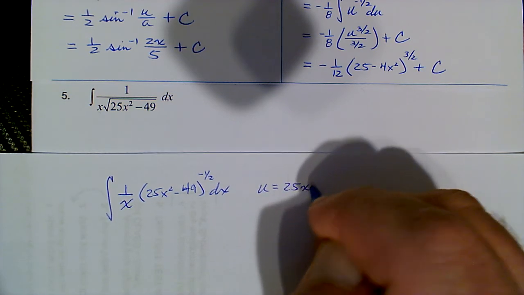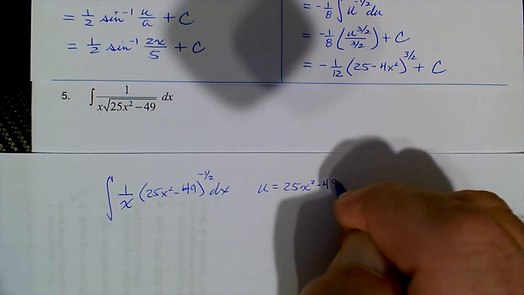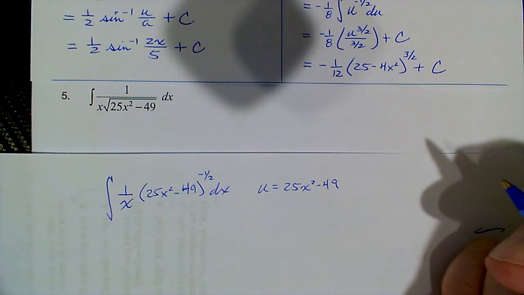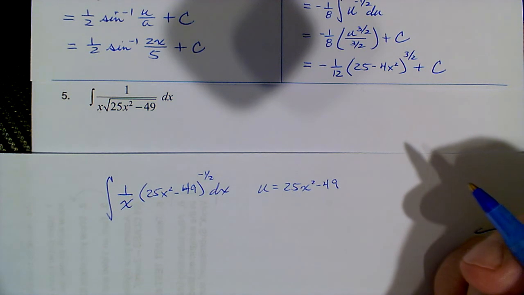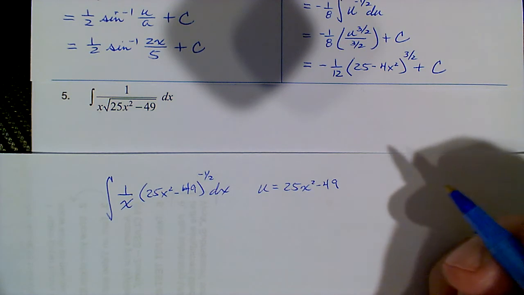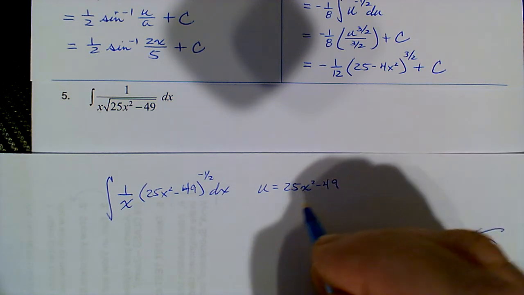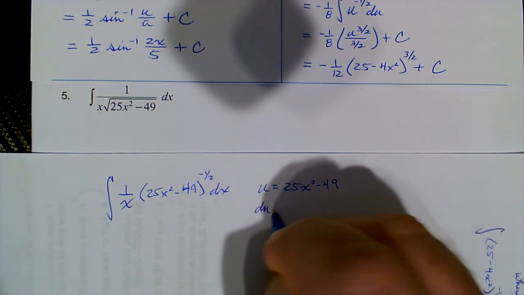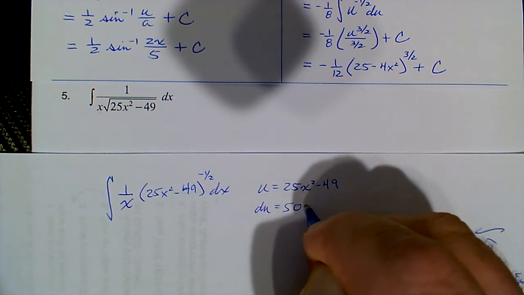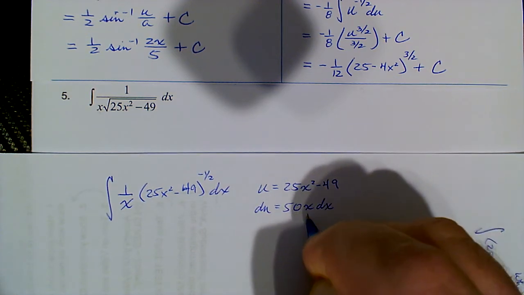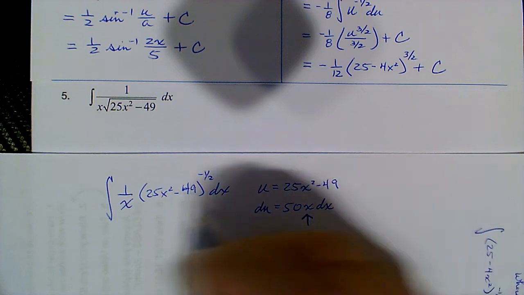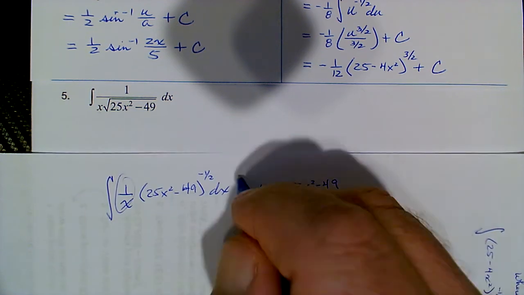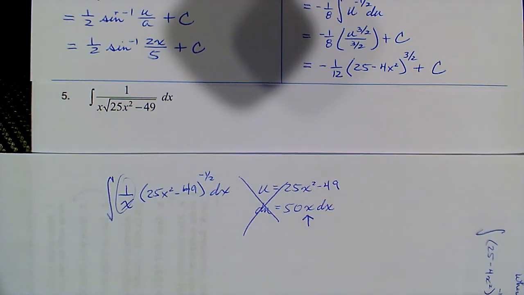And in an attempt to fit the form of u to the n, which again, you don't have to write down because it's not going to work, I'm just justifying why, our u would be chosen to be the quantity 25x squared minus 49, our du would be 50x dx. Certainly we could modify by the 50, the problem is we don't have an x, we have a 1 over x. So that's why this method would fail.